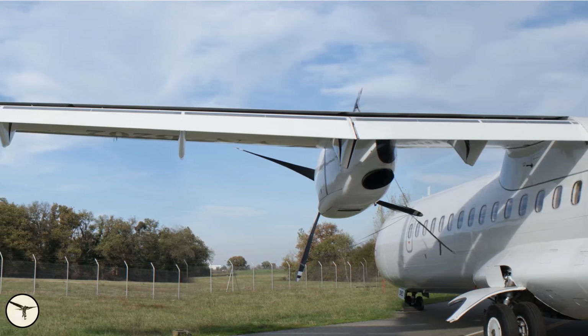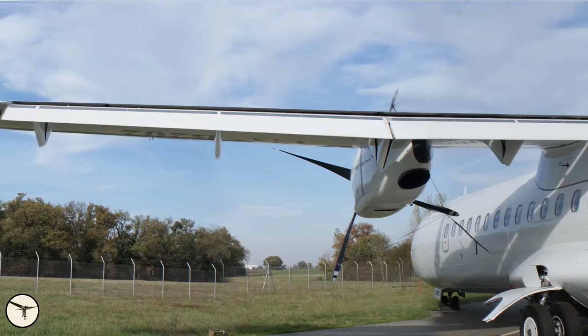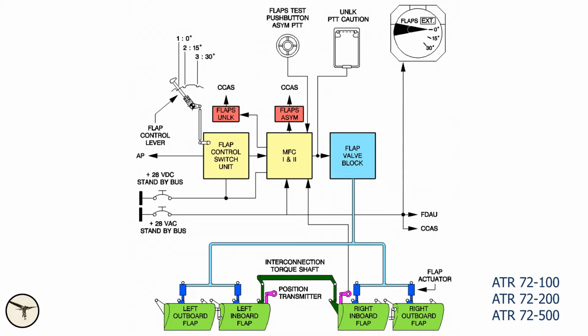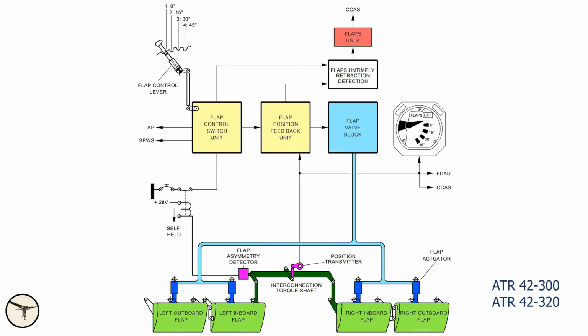Each wing has 2 flaps, inboard and outboard. They are mechanically linked together. Each flap has a hydraulic actuator. The actuators are fed by a flap valve block, which is electronically controlled by the multifunction computer, MFC. ATR 42-300 and 320 don't have MFC, so instead they have a flap position unit.